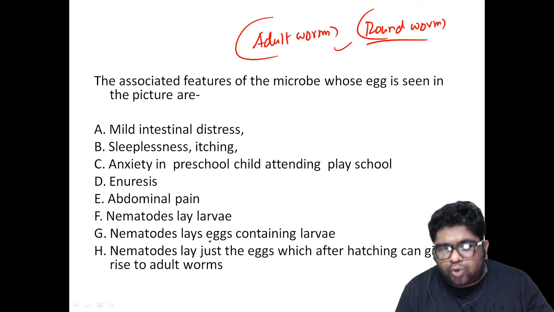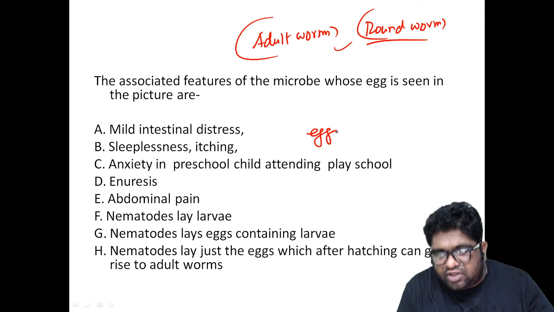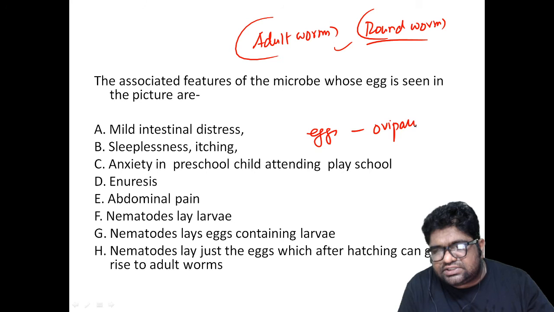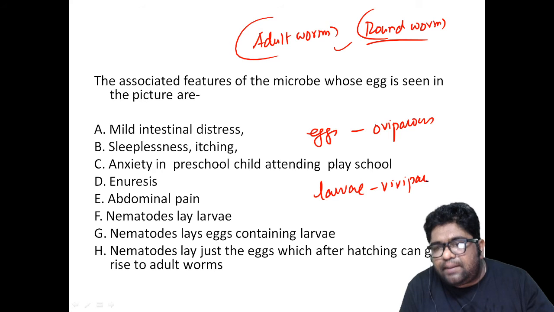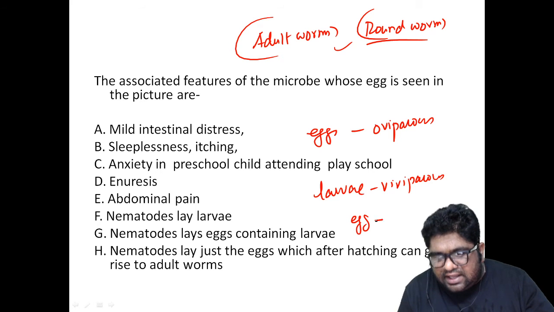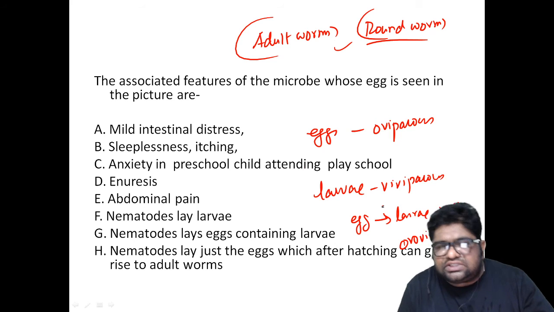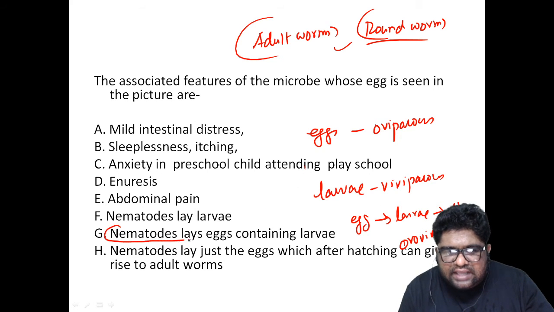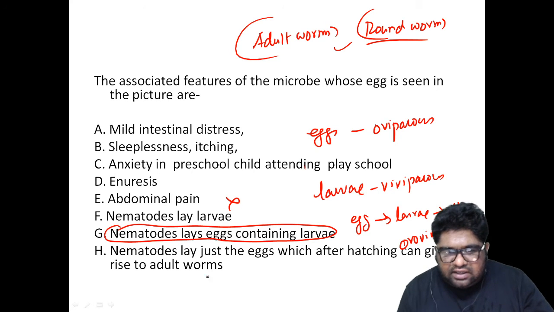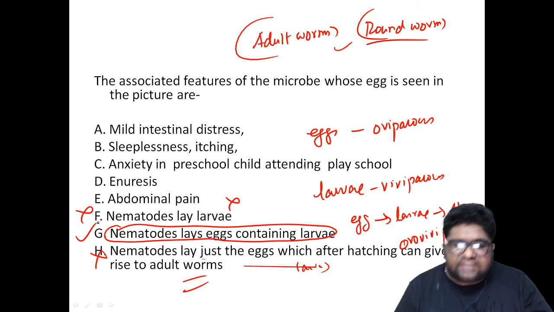In that, nematodes, if they lay eggs, they are called oviparous. If they directly give rise to larvae, they are called viviparous. And if they lay out egg, the egg will give you larvae, and the larvae become adult, then that is called ovoviviparous. Now this is a case where the nematodes will lay eggs containing the larva. So F is wrong. Nematodes don't lay the larva directly, and nematodes lay the eggs which after hatching can become larva. They can't become adult worms directly. So H and F are wrong. G is the right statement.